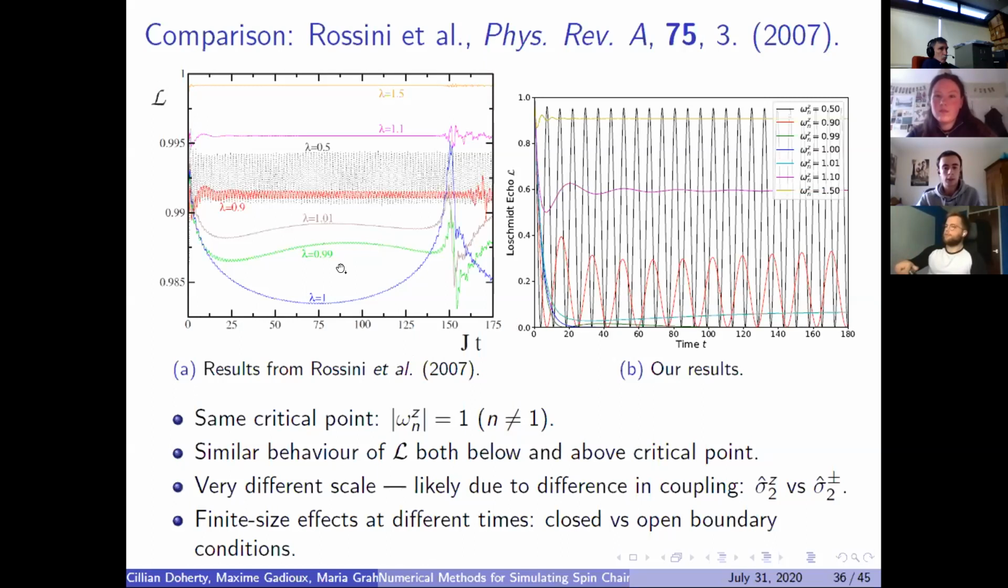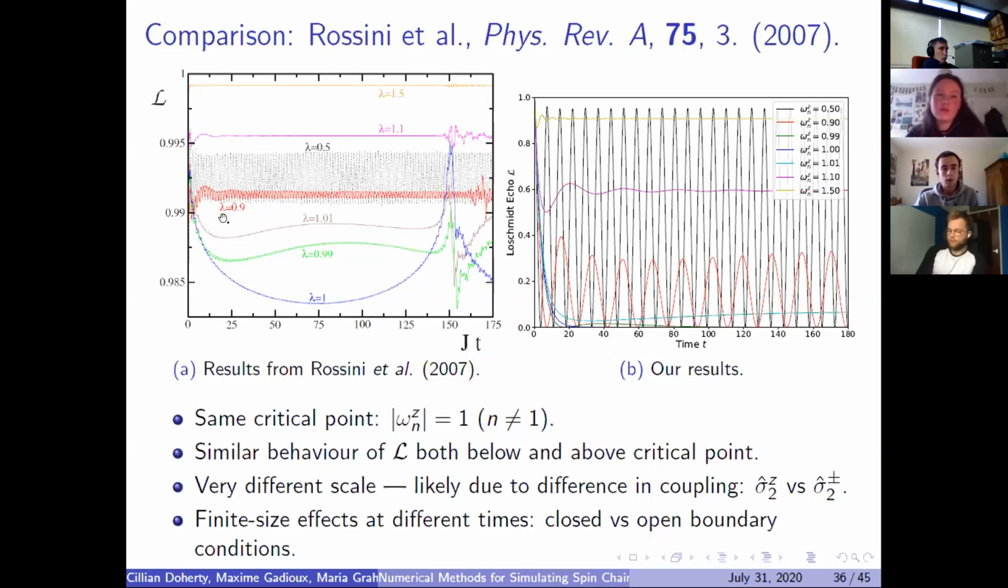There remain two very important differences. So firstly, they have a different coupling between the system and the environment. So they coupled using sigma 2z, and we use sigma 2 plus and minus. So in other words, sigma 2x and sigma 2y. And furthermore, they used closed boundary conditions while we used open boundary conditions. Nevertheless, we see quite similar results in the behavior of decoherence.